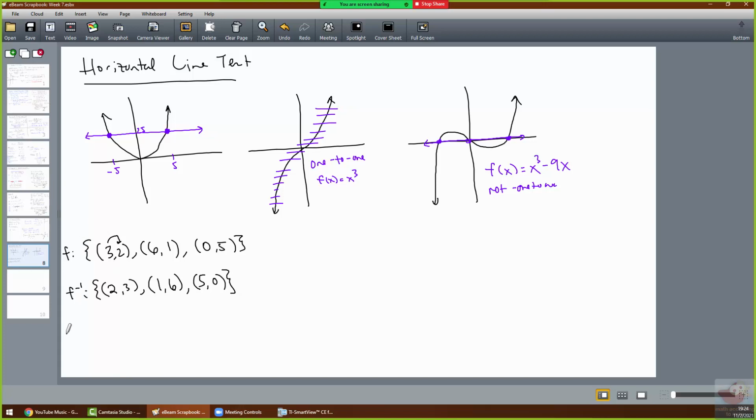So let's look at these two functions here. Let's look at the domain of f. Remember, domain is the x values. What's the domain of the original function f? 3, 6, and 0. Good. And what's the range of the function f? Range is the y values. The 2, 1, and 5. Good.